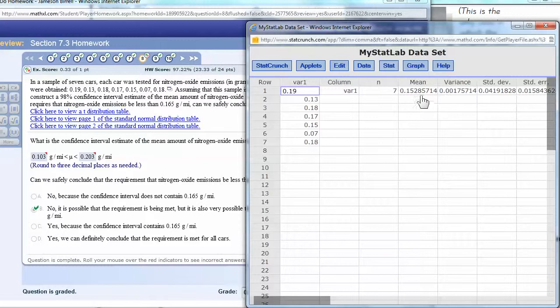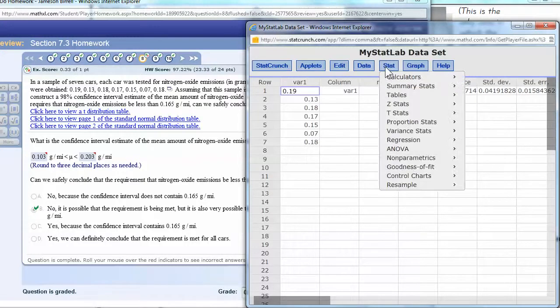Well, if you look just at the mean of that sample, that mean is less. So as a best point estimate, using a single value, the sample mean, to estimate where the population mean would be, you'd estimate that the population mean is about 153 thousandths grams per mile. And so you'd say, yeah, sure, that's less than their benchmark requirement, so the requirement's being met. But then the interval actually shows you something a little bit different here. So let's run the interval.